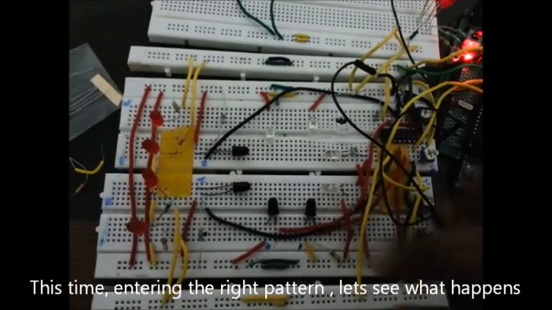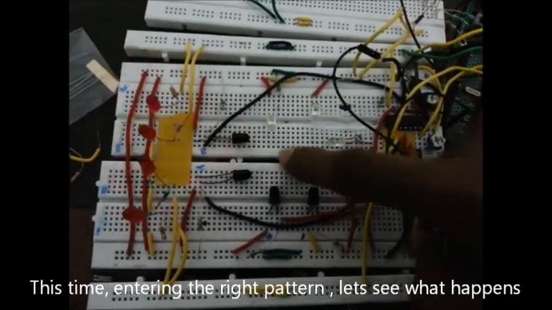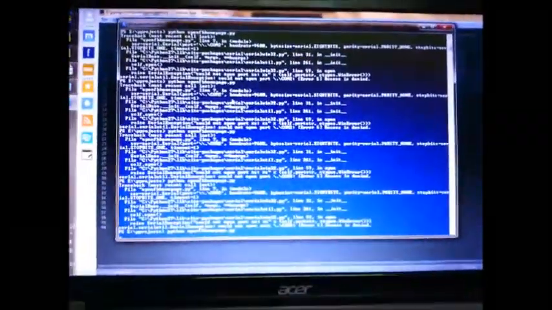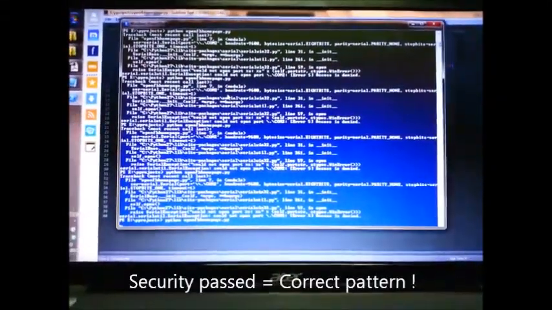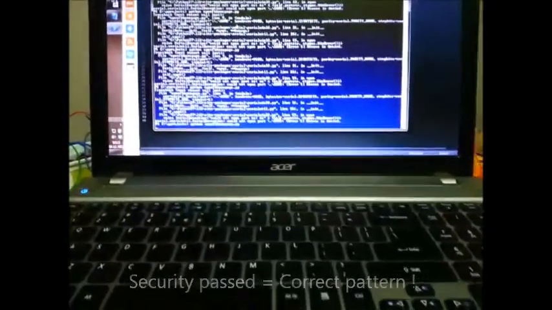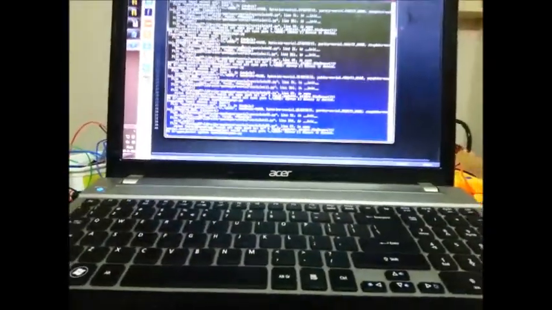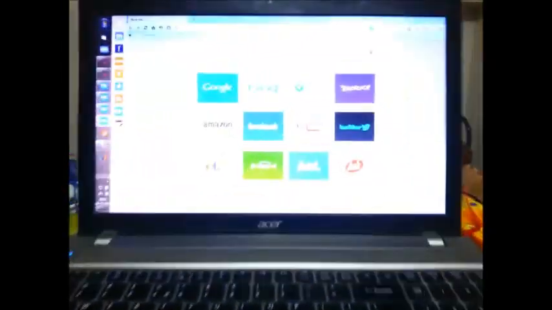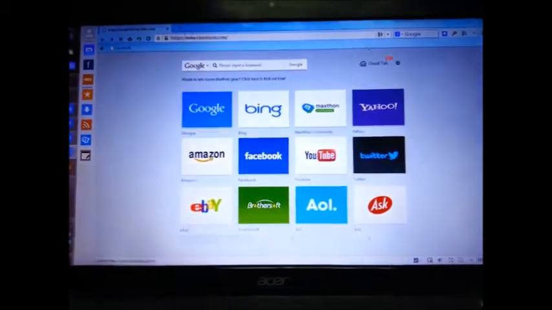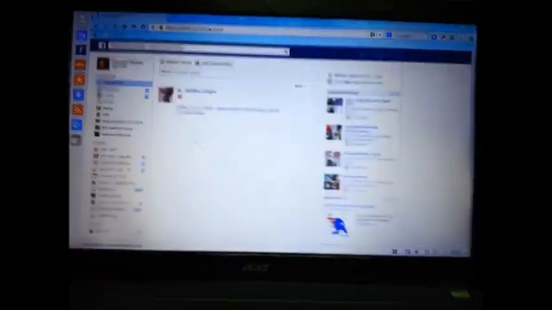Sir, enter the correct pattern to automatically log into your Facebook account. Pattern recorded. Checking pattern. Security verified. Please wait while I log you into your Facebook account. Login successful. Now you have full access to your Facebook account.